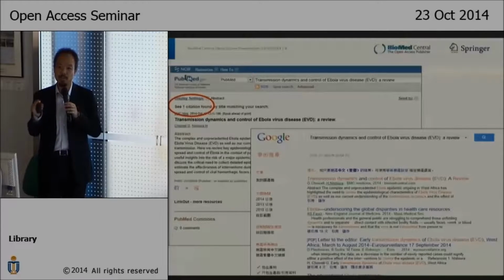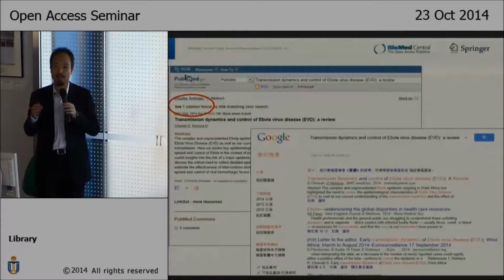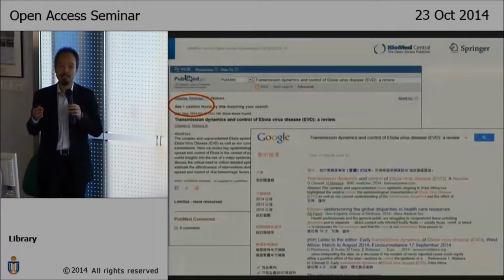But of course, there's no guarantee that if your article is published after you send it to us, every article will get such high impact or get citations so fast. But in open access, this is one example to show there's a possibility to increase your visibility and impact.